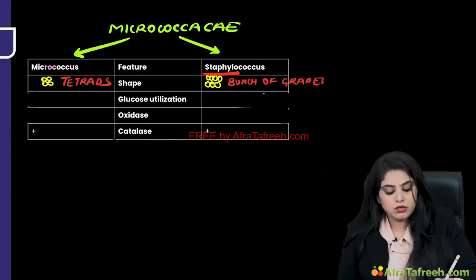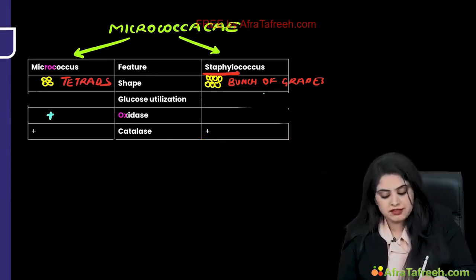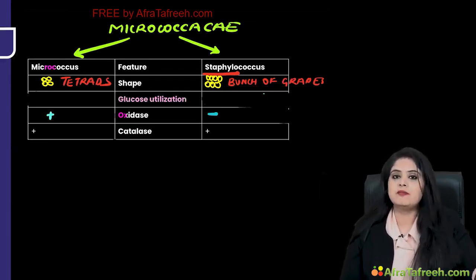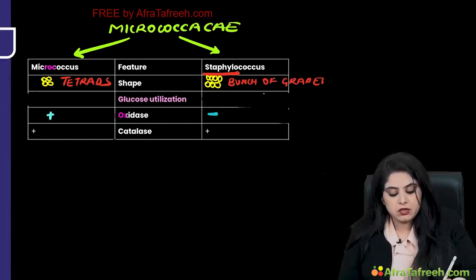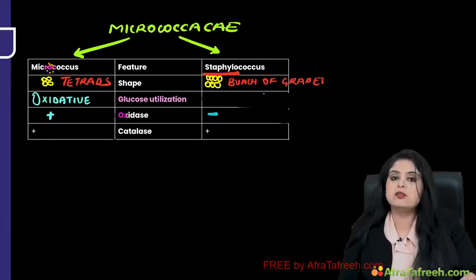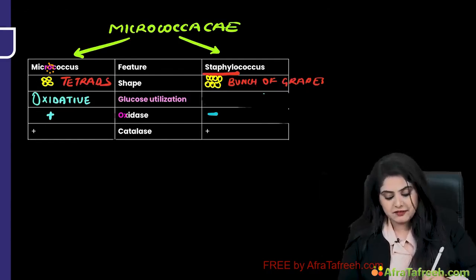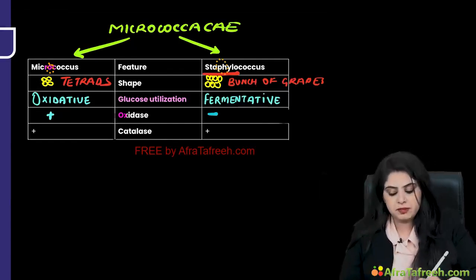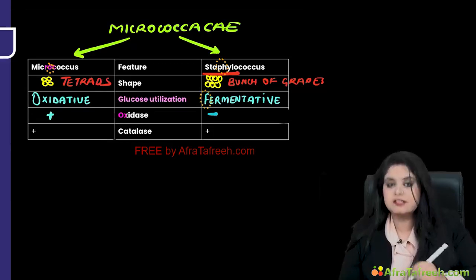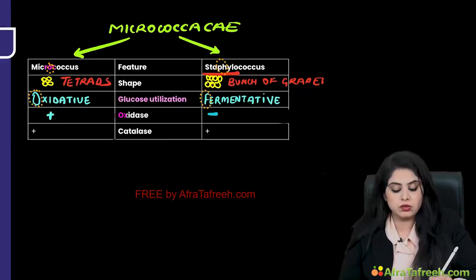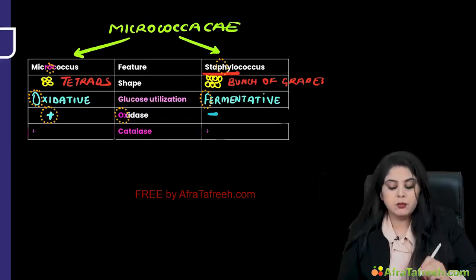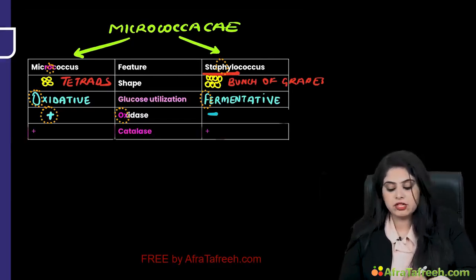Then if you notice, micro has all the O's in it. So if I say who is oxidase positive, then Micrococcus is oxidase positive and Staphylococcus is going to be oxidase negative. Similarly, how are they utilizing the glucose? Oxidative manner, fermentative manner. So you'll say again, ma'am, Micrococcus has all the O's. So oxidative utilization will be by Micrococcus, and Staphylococcus has the F sound. So fermentative pattern is going to be seen in Staphylococcus. Simple. Fermentative in Staphylococcus and oxidative in Micrococcus. Oxidase positive, Micrococcus, because catalase is going to be positive in both. Both of them are catalase positive organisms. So the Micrococcaceae family table is done.